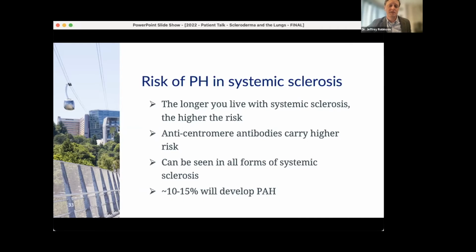Additionally, this can be seen in all forms, diffuse, more limited disease. Again, it can be found in all forms of systemic sclerosis. And in total, we estimate that about 10 to 15% of people who live with systemic sclerosis may develop pulmonary arterial hypertension.